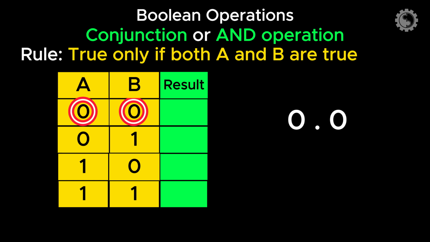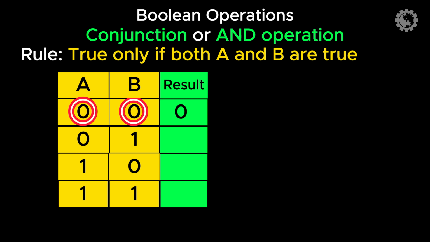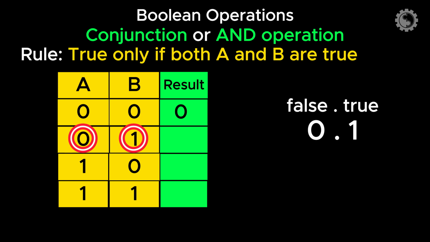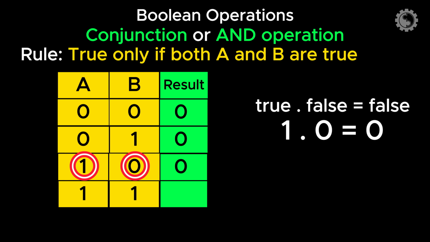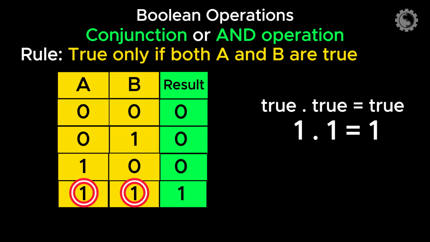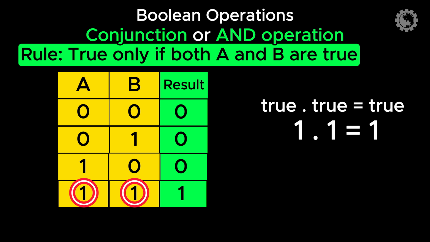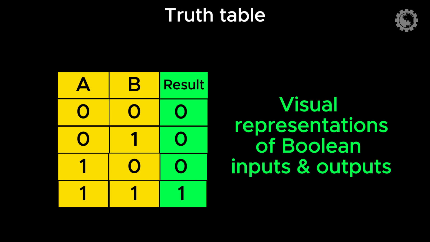If we solve the 0 0, where both are false, the result becomes false, 0. In the second combination 0 and 1, showing false and true, the result becomes false, 0. It is similar for the next combination. In the last combination 1 and 1, where both are true, the result is 1, because it follows the AND rule that it is true only if both a and b are true. Here this table is named the truth table. It refers to visual representations of how Boolean expressions evaluate for all possible combinations of input values.